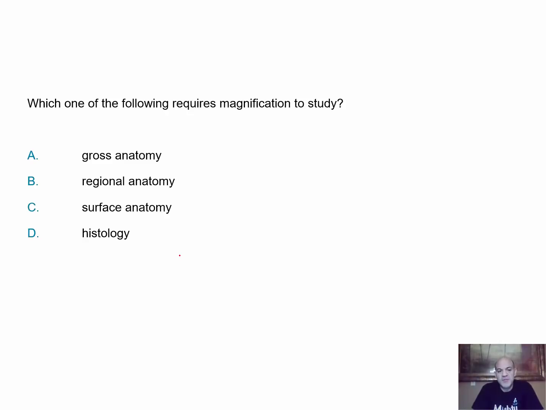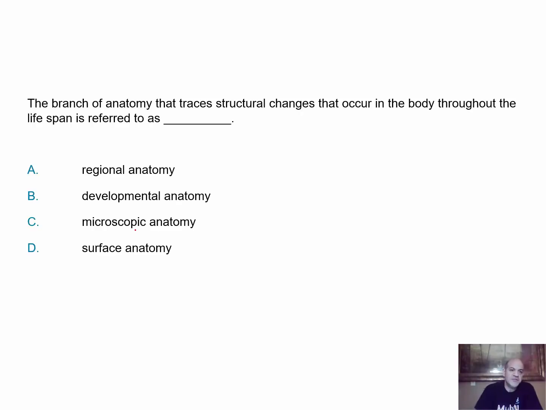And at the end of this section, there are a couple of multiple choice questions that you should think about and try to answer. The first question here says, which of the following requires magnification to study? Is it A, gross anatomy, B, regional anatomy, C, surface anatomy, or D, histology? The next question is, this branch of anatomy is going to trace structural changes that occur in the body throughout lifespan, and it's referred to as, and so what branch does this? Is it A, regional anatomy? Is it B, developmental anatomy? Is it C, microscopic anatomy, or D, surface anatomy?